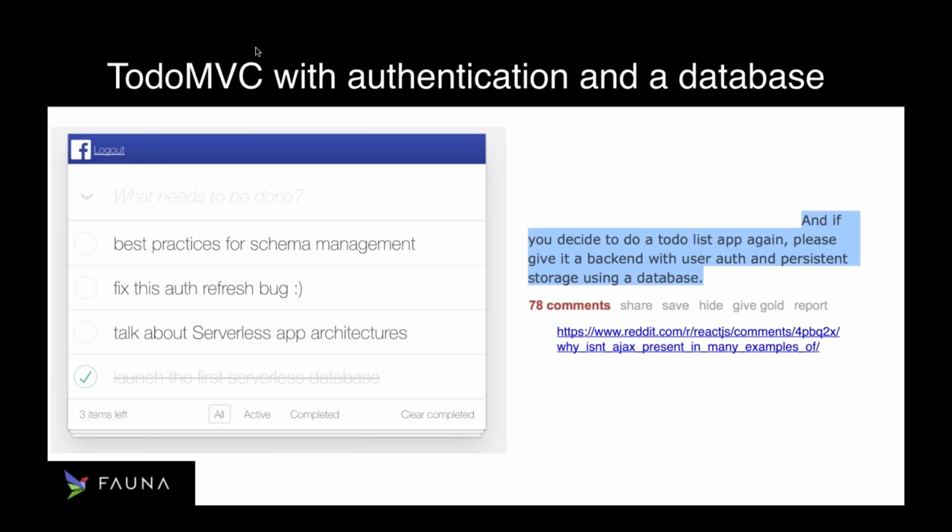So I went digging around, trying to find whether somebody has written TodoMVC that talks to a backend and has the user log in. But the best I could find was this quote on Reddit that says, if you decide to do a to-do list app again, please give it a backend with user auth and persistent storage using a database. So when I found that, I realized I should stop Googling because nobody had done that yet, at least not in a way that used a standard CRUD backend and had basic interactions from the app layer. There was some stuff that did fancy data binding or whatever. So I get to write it, and that was a lot of fun, and we get to look at it more today.